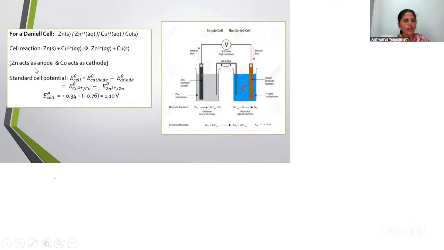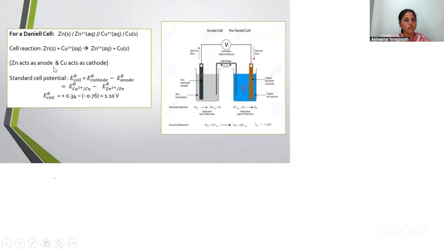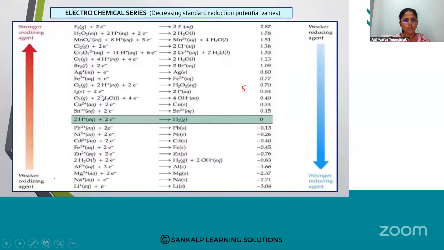So here we have anode, zinc acts as anode, copper acts as cathode. Standard cell potential calculate ಮಾಡಬೇಕಾದ್ರೆ E naught cell is equal to E naught cathode minus E naught anode. ಯಾವ್ದು ತಗೊಳ್ತೀವಿ? Reductions. Therefore Cu plus 2 bar Cu, and they have taken the values. I'll just show you the values here. We have values. See, you can see these values. ಈ values ನ ತಗೊಂಡ್ಬಿಟ್ಟು if you substitute there, you will get the answer.